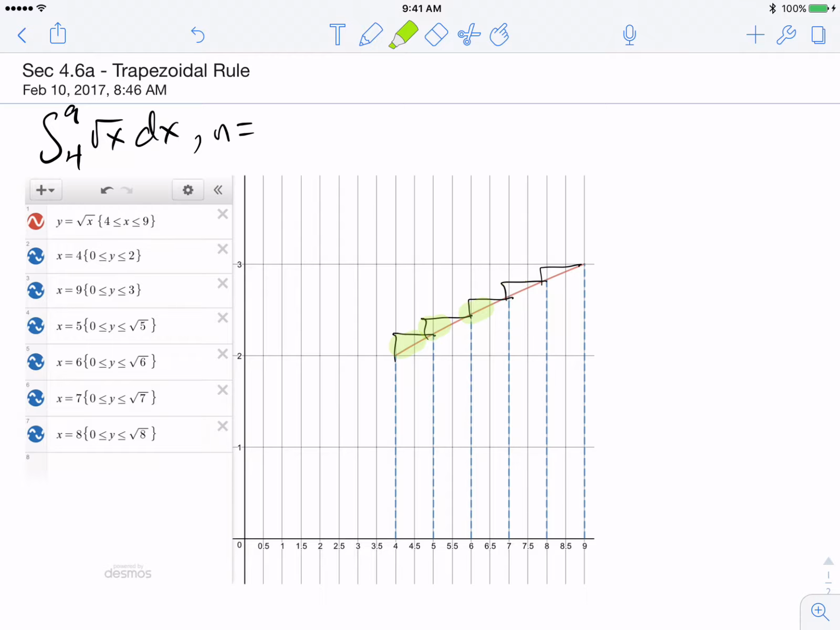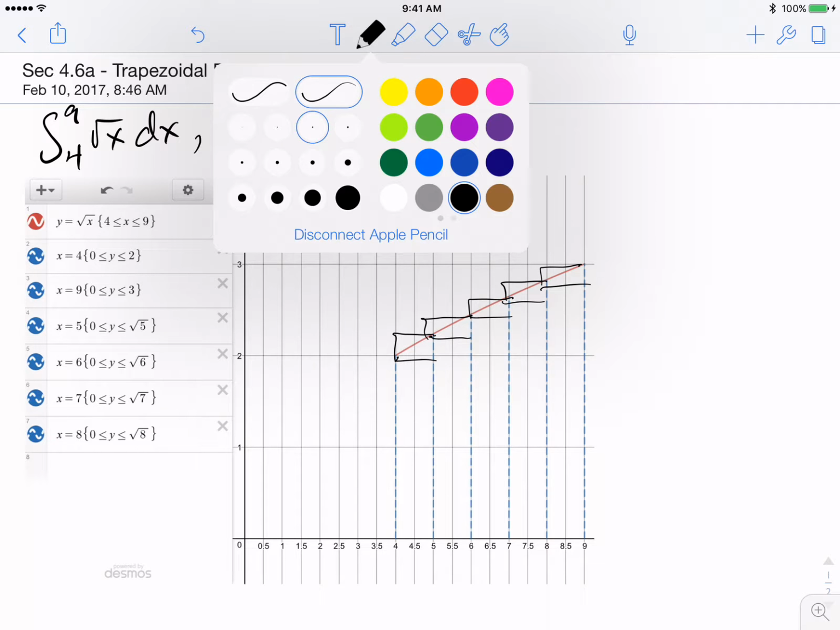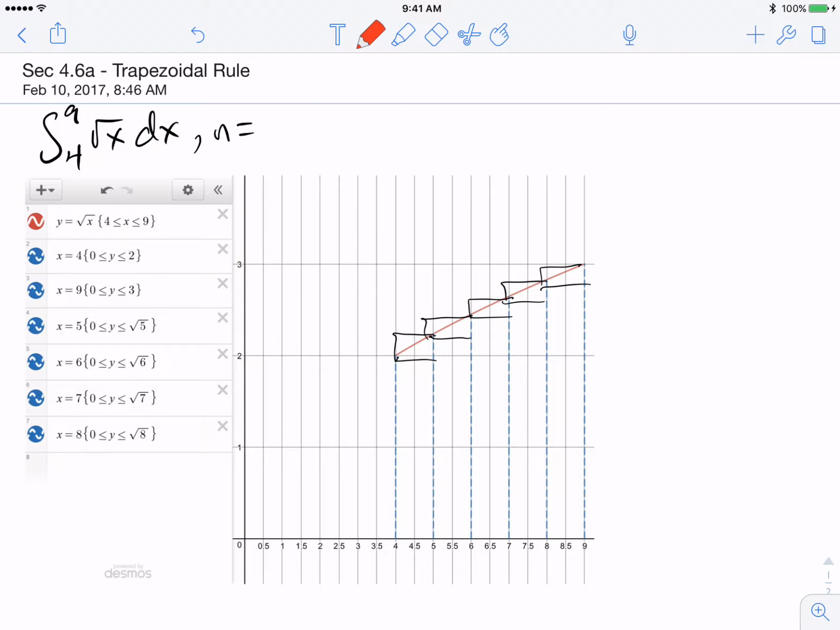Well, instead of doing an overestimate and an underestimate using these left and right-hand rules, what we do with trapezoidal is instead of going horizontally, we go diagonally, like this. And doing that kind of gets rid of a lot of the waste that you get from the other methods.